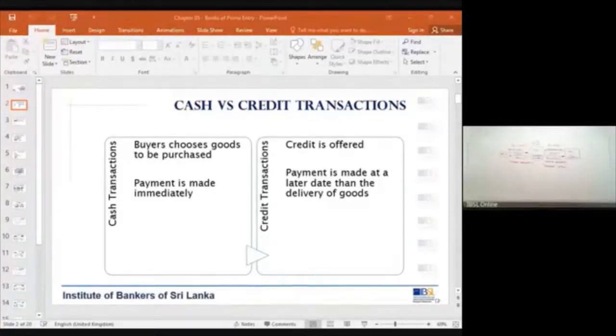So do you all have any questions in understanding this cash versus credit? Because you need to be very clear with this before we go on with the prime entry books, or the books of prime entry. If you have any questions, please raise them. You can send me a chat. You don't want to ask? If there is a question, you can raise it. Okay, so let's move on.